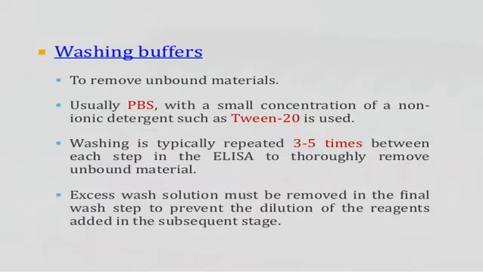So why we do washing with washing buffer? To remove the unbound material. Usually we use PBS, phosphate buffer saline, with a small concentration of a non-ionic detergent such as Tween 20. Washing is typically repeated 3 to 5 times between each step in the ELISA to thoroughly remove the unbound material. Excess wash solution must be removed in the final wash step.